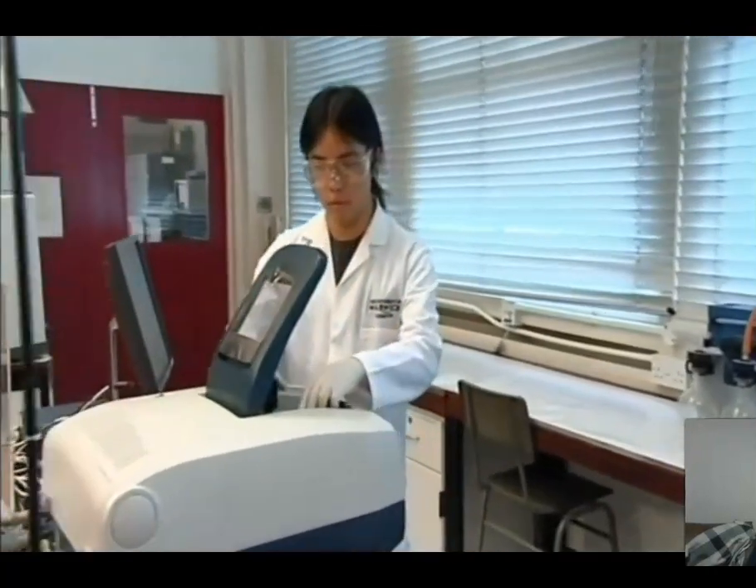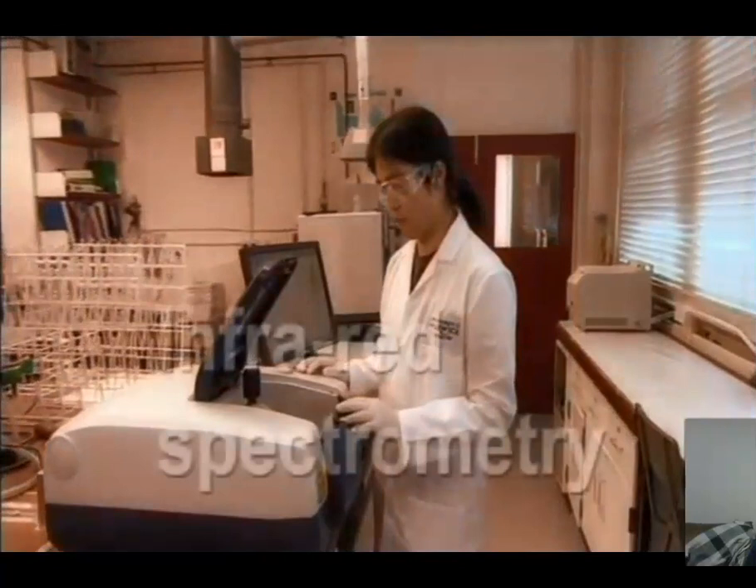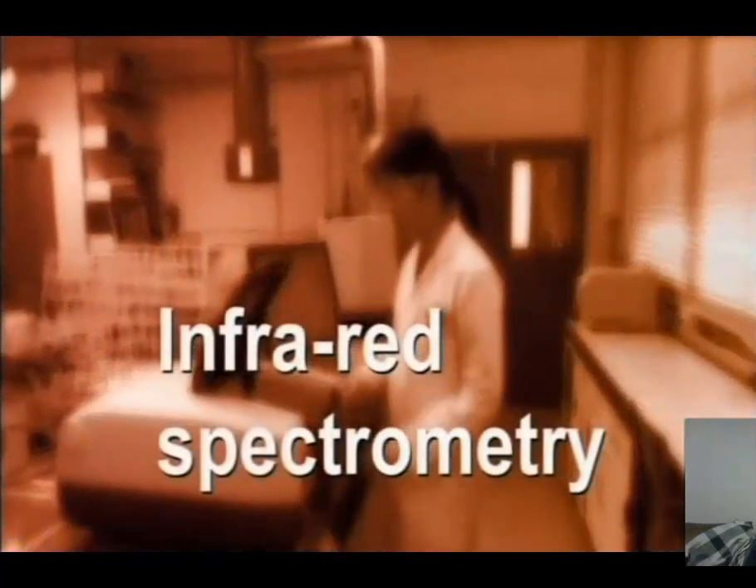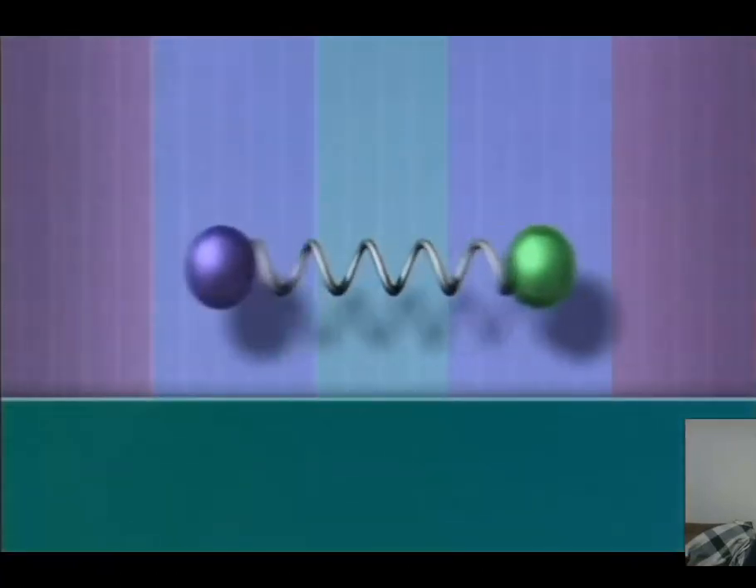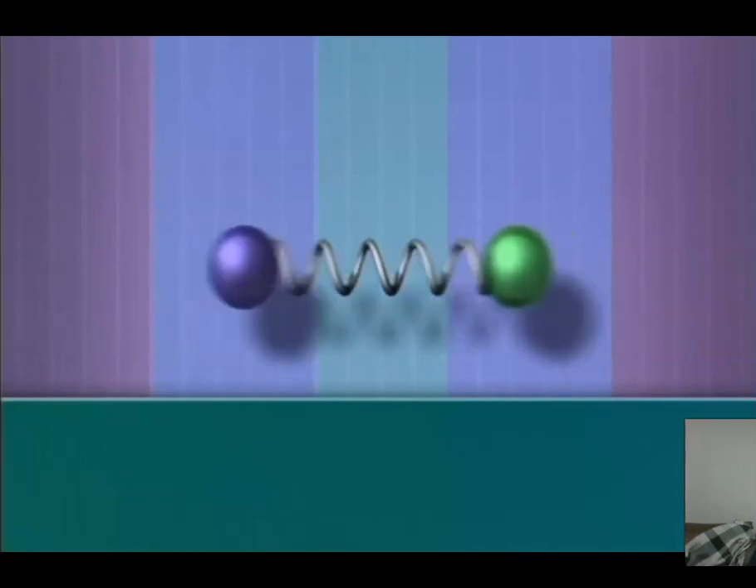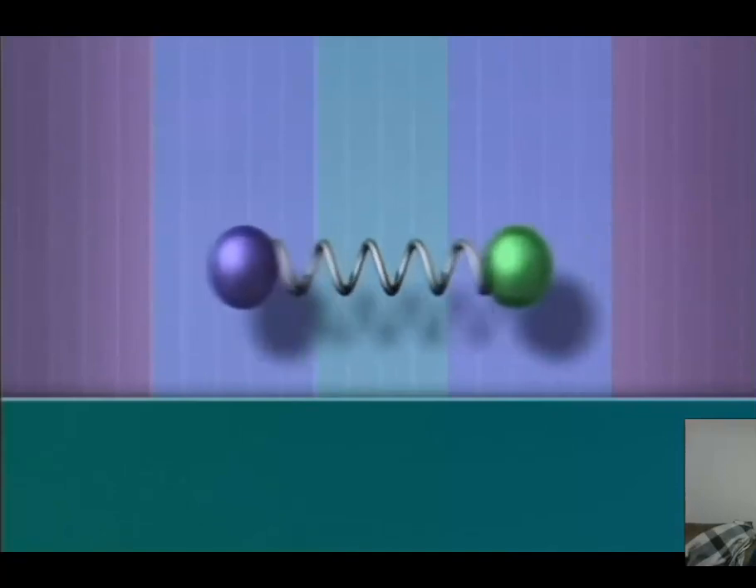Infrared spectrometry helps chemists to identify the functional groups present in a compound. It can therefore help in finding the structure of a compound. A pair of atoms joined by a covalent bond can be thought of as being like balls on the end of a vibrating spring. The bond can vibrate with different amounts of energy at a frequency that depends on the masses of the atoms and the strength of the bond.